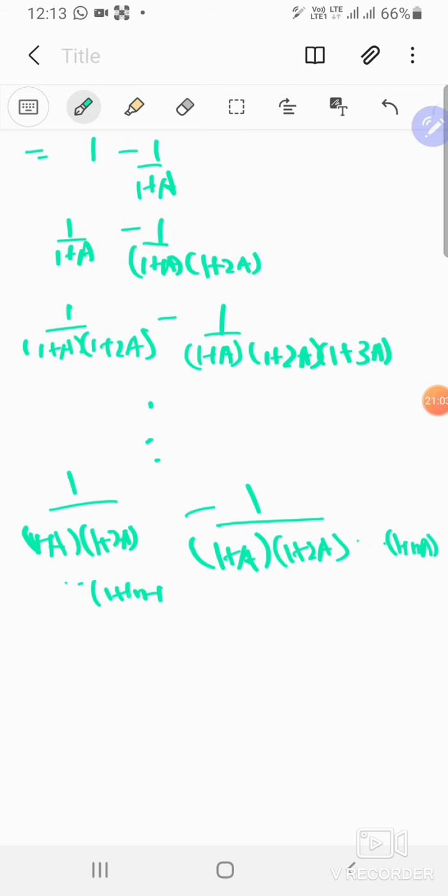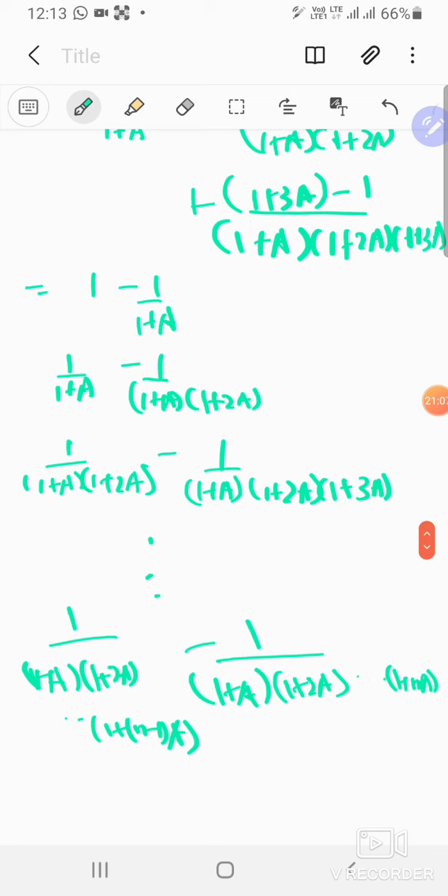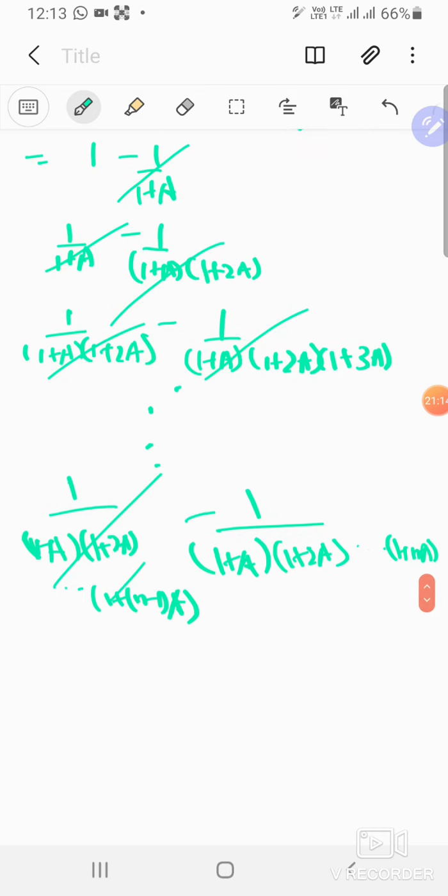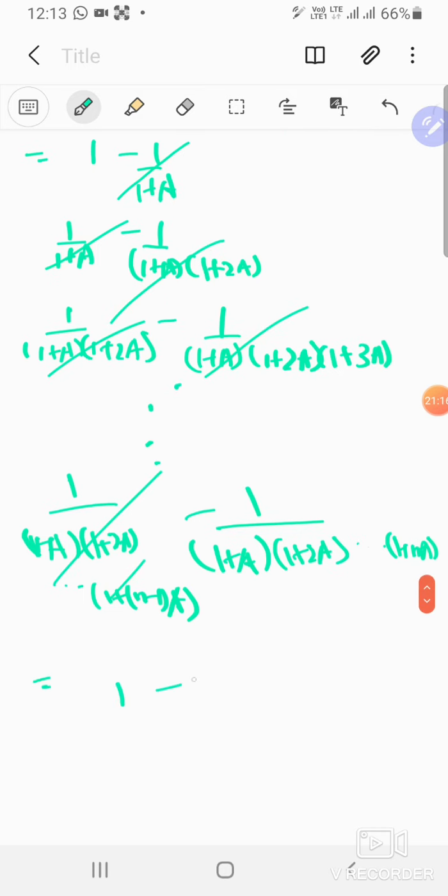1 plus n minus 1a. That's nice. This is really nice. Okay, cool. So what happens is that all of these will get cancelled and you will be left with this thing: 1 minus 1 upon 1 plus a and then 1 plus 2a and so on, till 1 plus n into a.